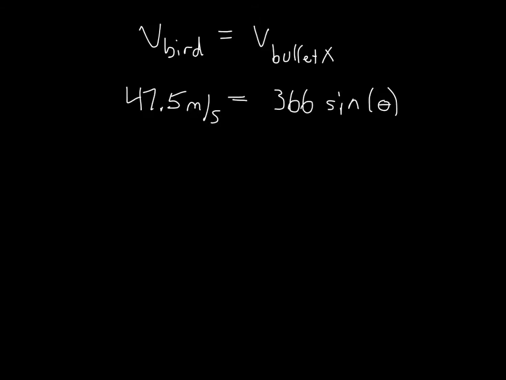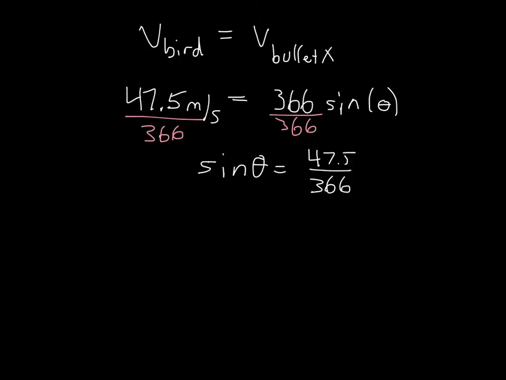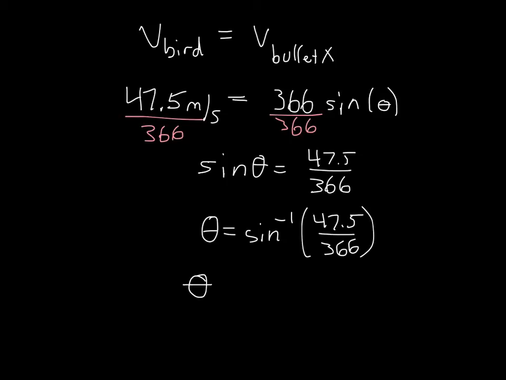How many unknowns do I have in that equation? Just theta. So I can divide both sides by 366, and I'll find sine theta is 47.5 over 366. How do I find theta? Inverse sine of both sides. Theta equals the inverse sine of 47.5 over 366. Plug that into your fancy calculator, and what do you get? 7.45. What are the units? Degrees.